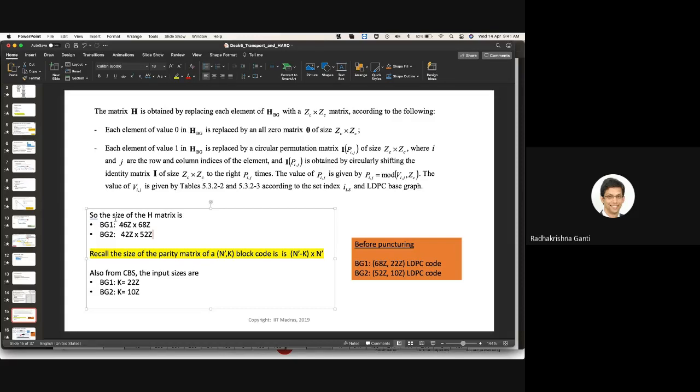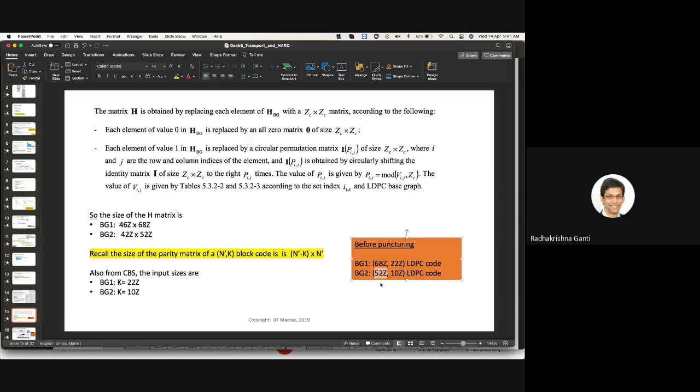Okay, so this is a parity check matrix. Remember, for a block code with dimension n comma k, with k input bits and n output bits, the dimension of the parity check matrix is n minus k into n. So this BG1 will correspond to a 68Z, 22Z code. You take 22Z elements and output 68Z. BG2 will correspond to 10Z elements input and 52Z elements output. Is this clear?